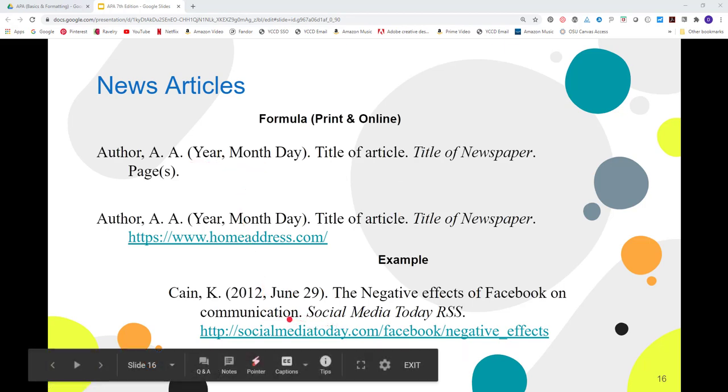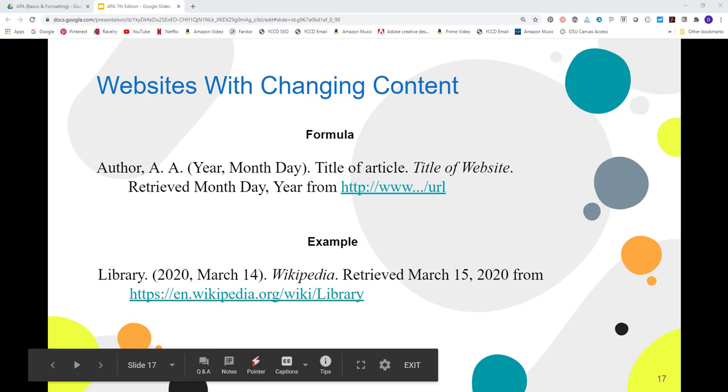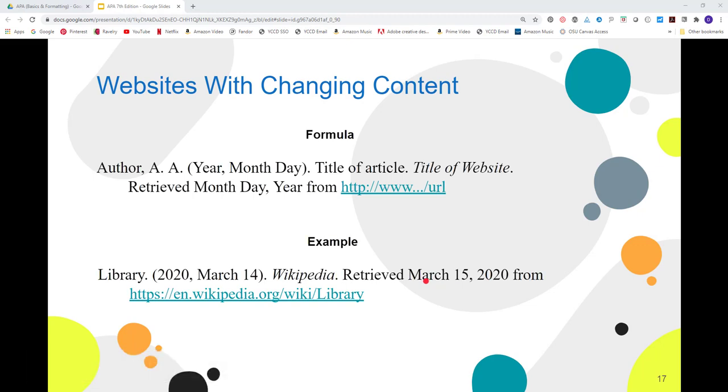High-quality news sources indicate a publishing date for the content where it can be easily found. For websites with changing content, it is a good idea to indicate the date you retrieved it, so your reader understands that the content they see may be different from what you cited. Changing content could include wikis, maps, tweets, social media posts, and other online content.